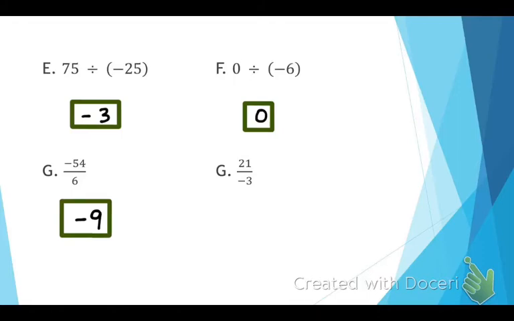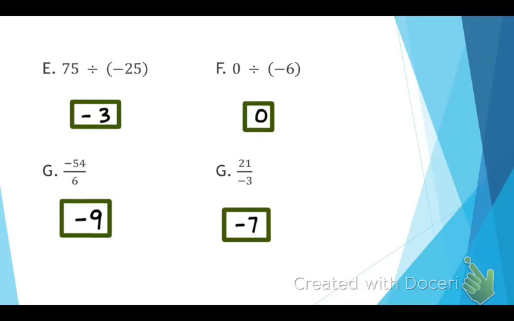Next one, Michaela, 21 divided by negative 3. 7. Okay, and is the answer going to be positive or negative? It is negative, so the correct answer is -7. Any questions on our first section? How many of you feel like you're getting a good pulse on how to do multiplying and dividing?